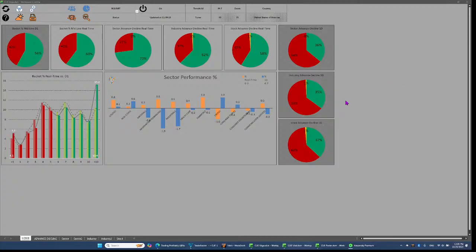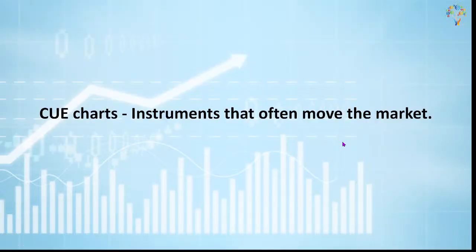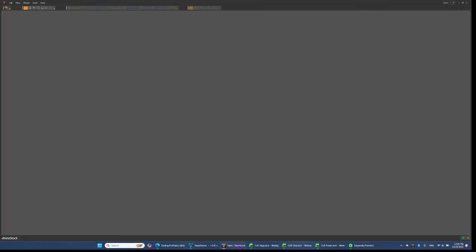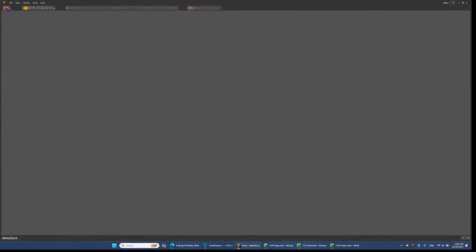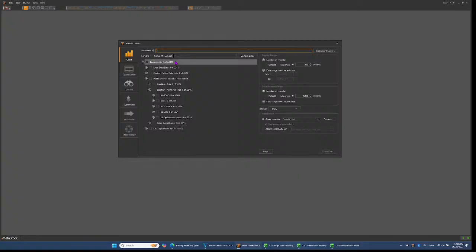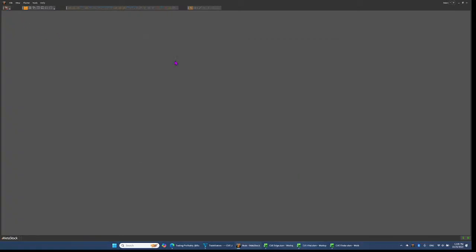Okay, with that note, let us begin. Begin with instruments that often move the market. That will be dollar index and mega cap custom index. Starting with dollar index ETF UUP.